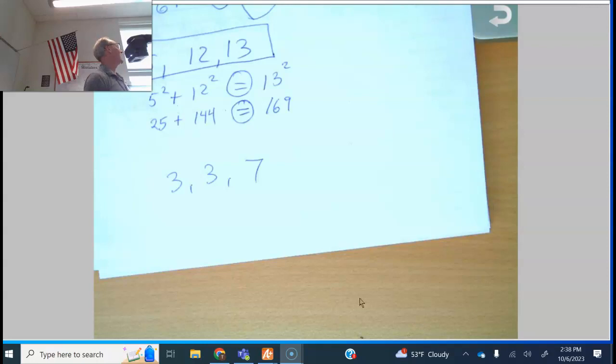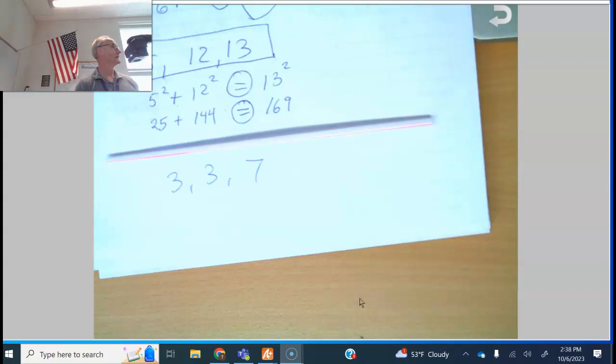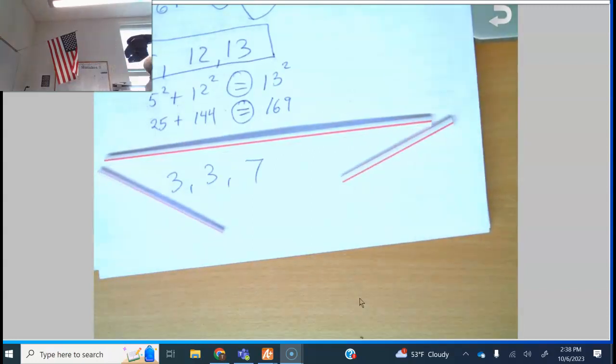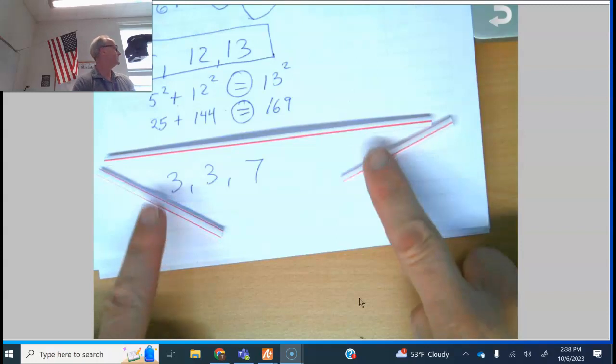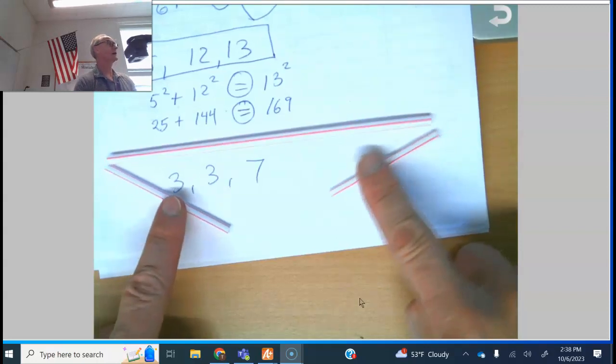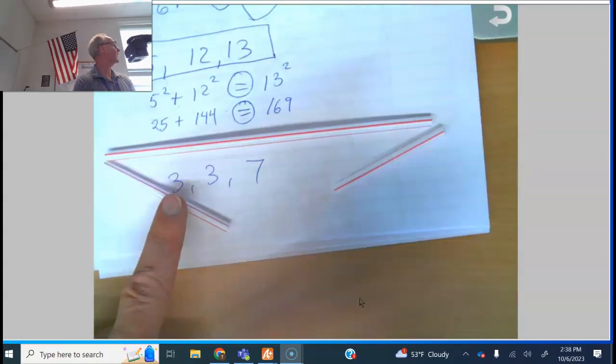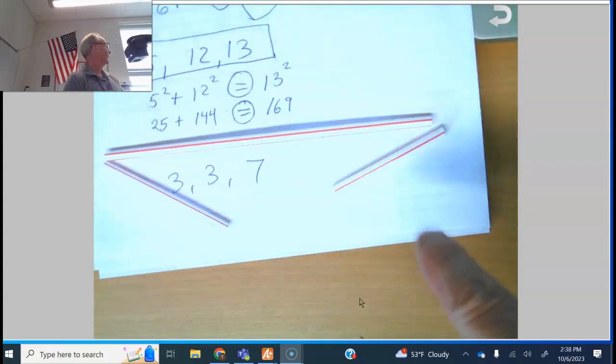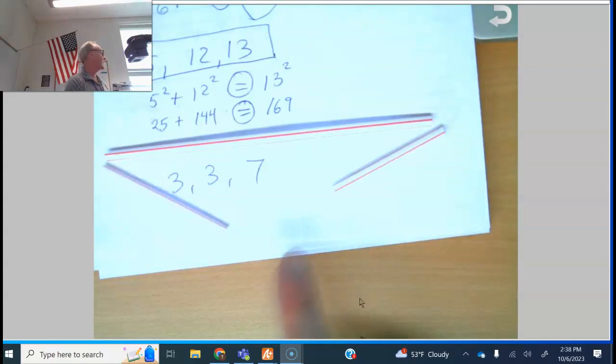I'll show it to you with straws. It might help. Here's a 7. Here's a 3. Here's a 3. You can't make a triangle out of that, guys. It's never going to work, is it? There's a thing called the triangle inequality. What it tells you is that if these two sides aren't long enough, there is no way to make a triangle out of it. Does that make sense? Do you see how it's going to trick you? Watch out for those. This is not a triangle.